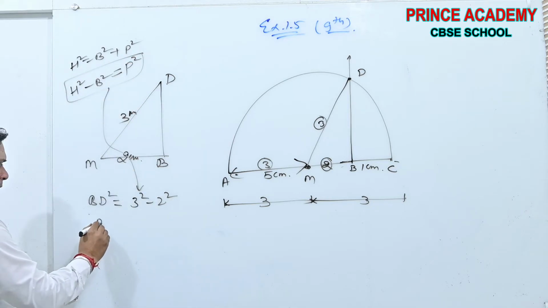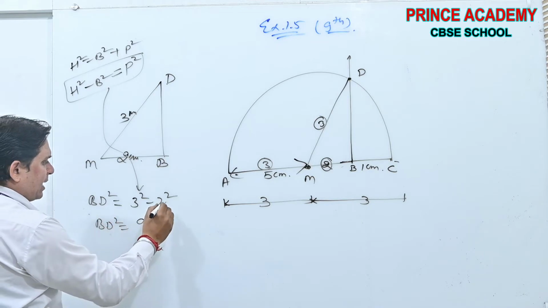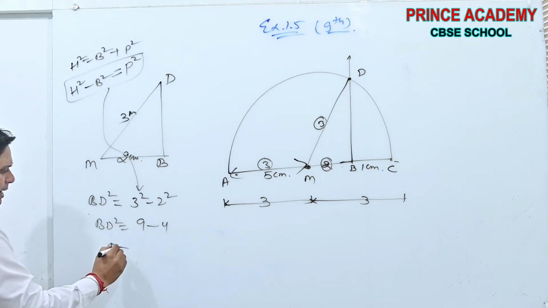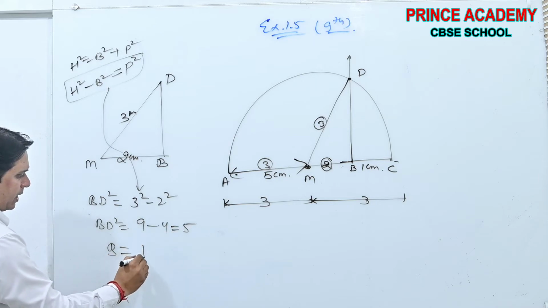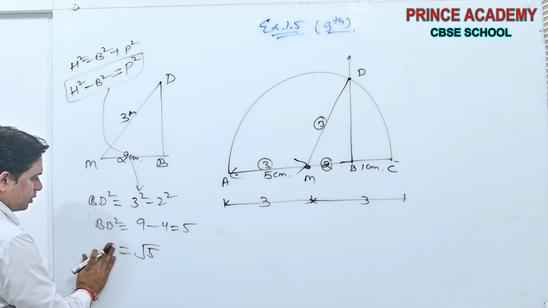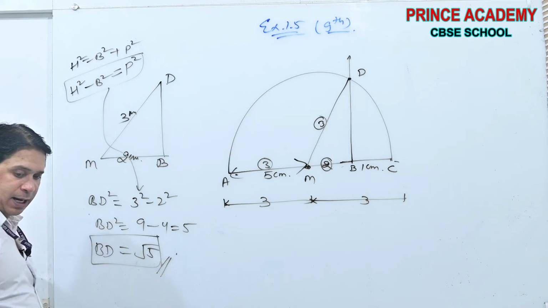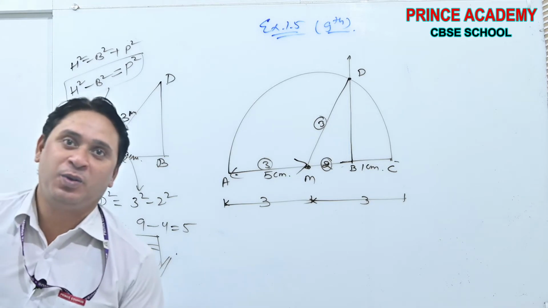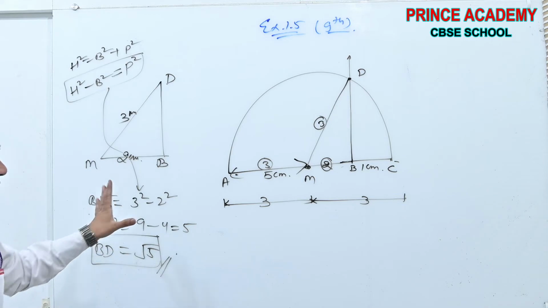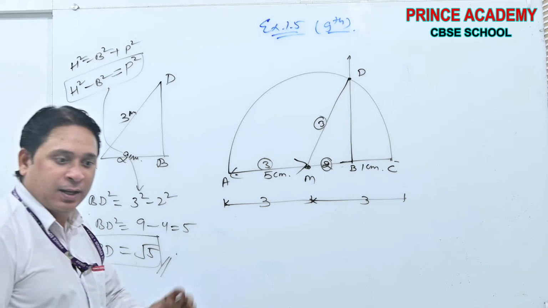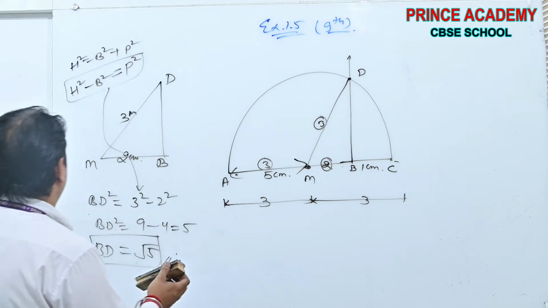Now see. BD square is 9 minus 4. BD will be root 5. Yes or no? BD will be root 5. Done, beta? Okay, once again you take the screenshot, then I will move further.